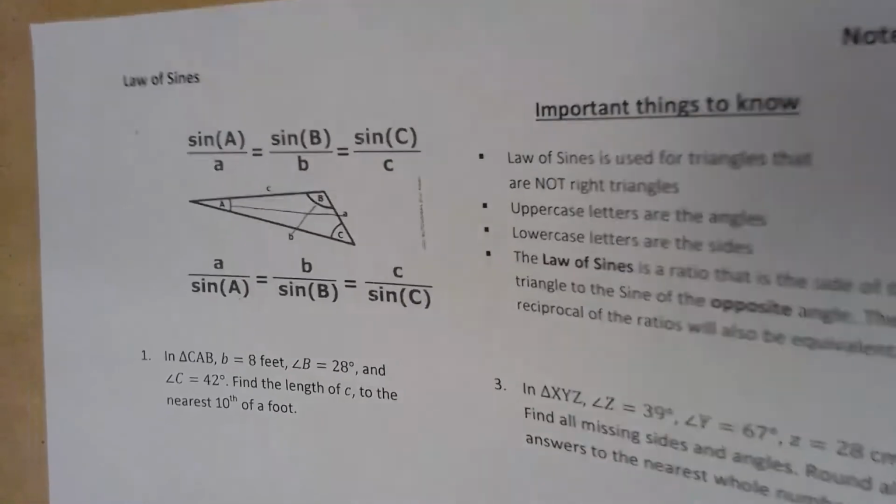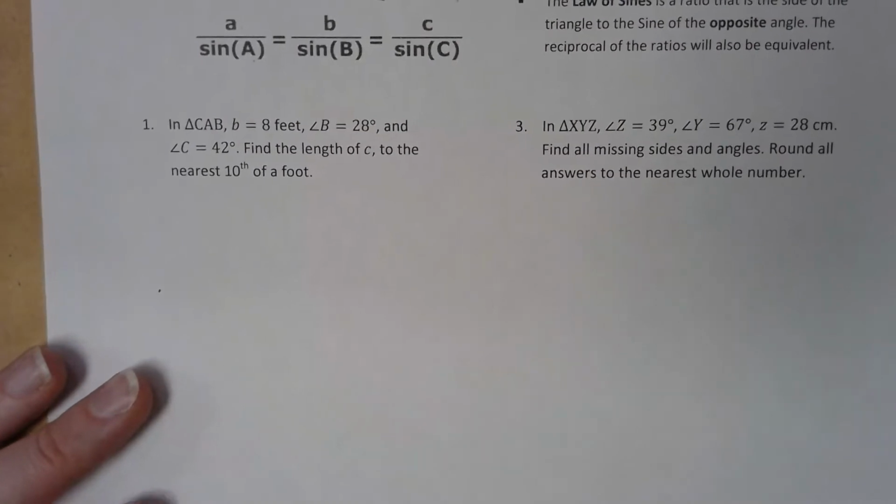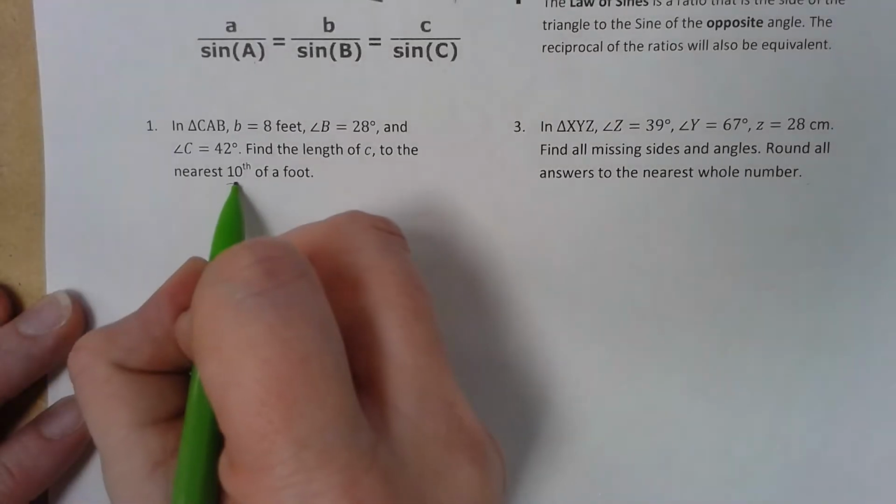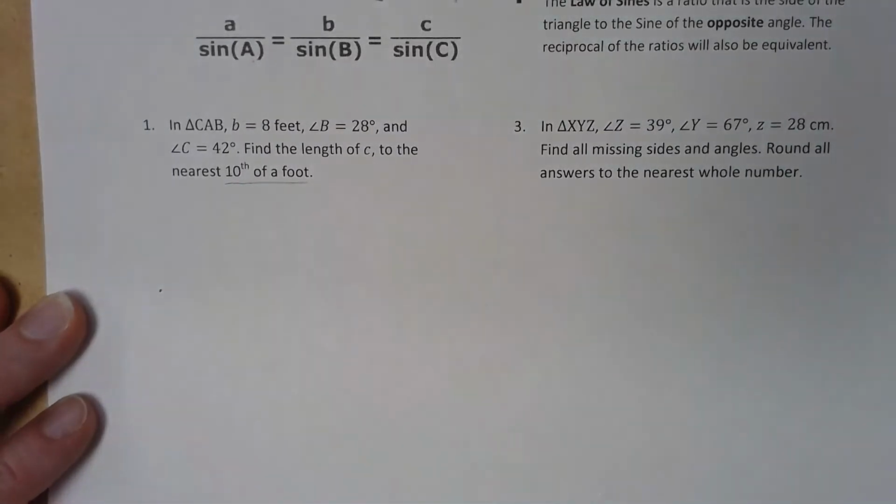So let's look at some examples. Number 1, in triangle CAB, we're given some information. We want to find the length of side C. We know that's a side because it's a little letter, to the nearest tenth of a foot. So we definitely want to remember rounding at the end.